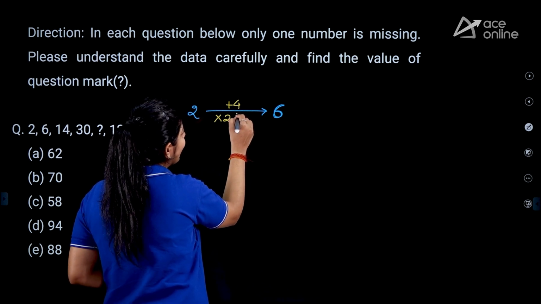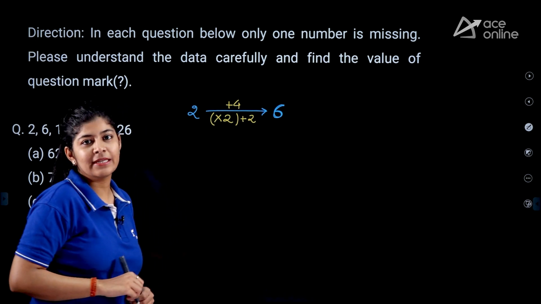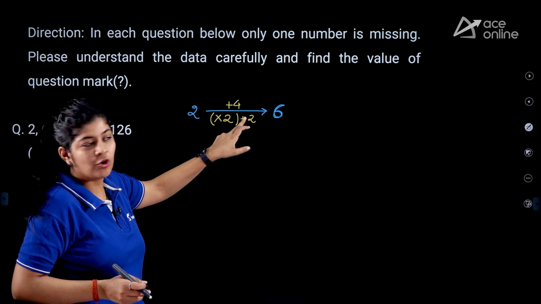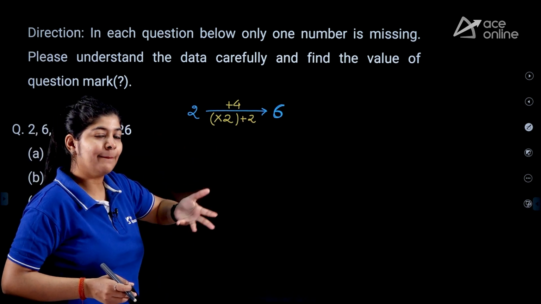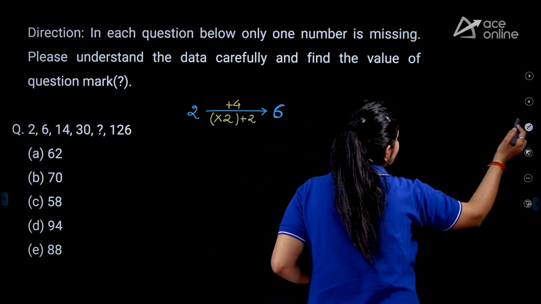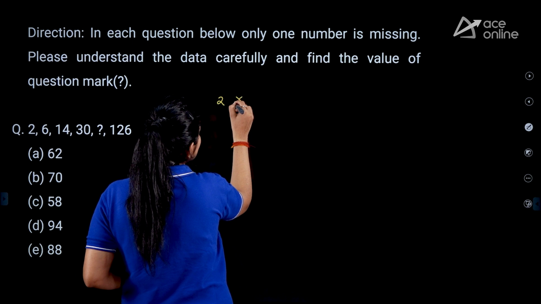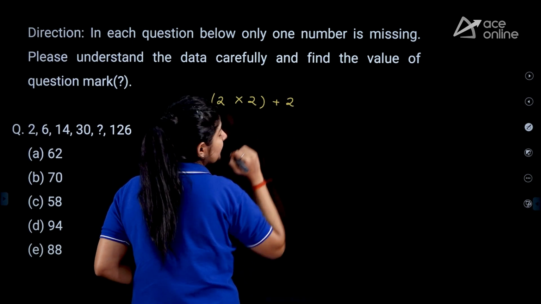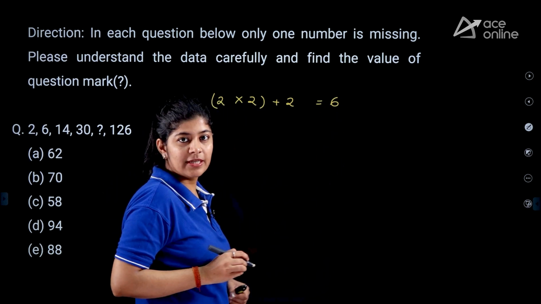Now, if I add plus 2 in that, what number am I getting? 2 into 2, that is 4. 4 plus 2, that is 6. Now, if I apply the same pattern, here I am having 2, right? So first I multiplied by 2, and in the end I just add 2 in that. Here I am getting 6.